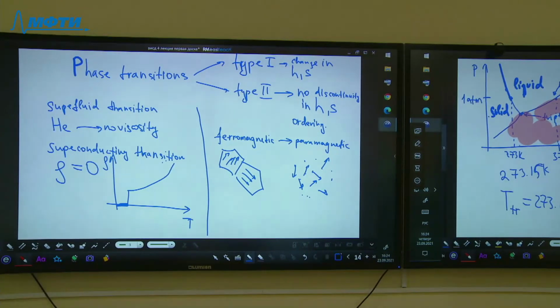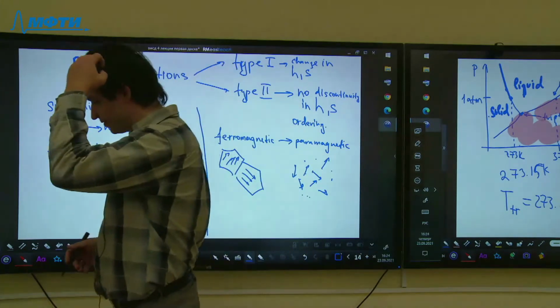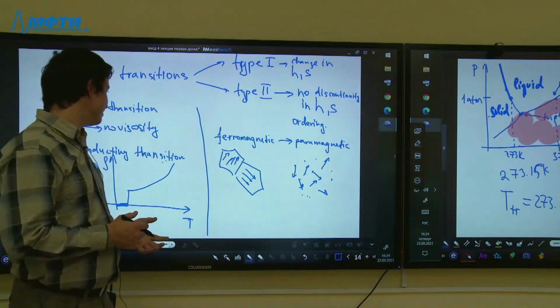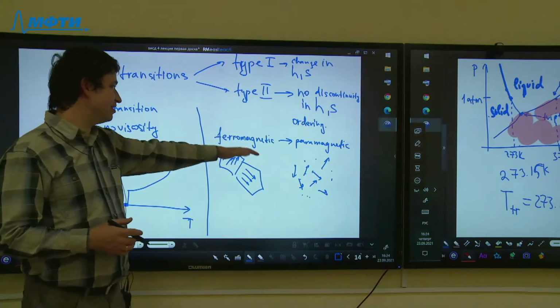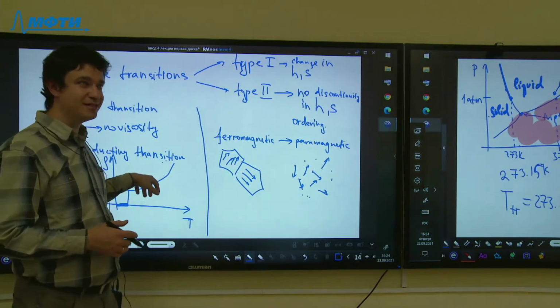Is there supposed to be no change in entropy? There is no change in entropy. So it looks like there is some kind of contradiction here. Here we have some order, and here you don't have any ordered state.